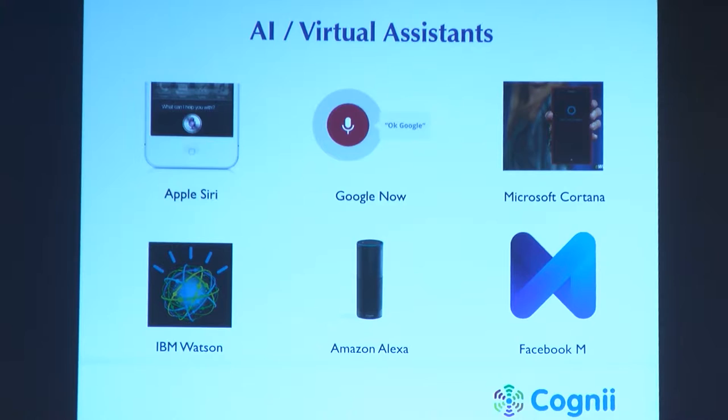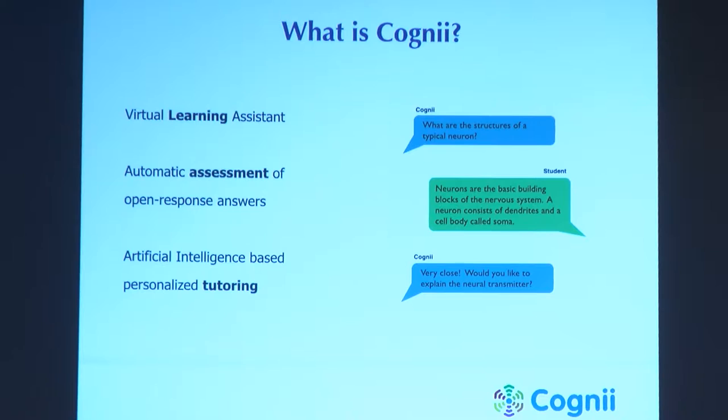These are called virtual assistants. They are available whether in consumer web space or social media or for healthcare professionals. They have been using it successfully to accomplish many different tasks. And wouldn't it be nice if one of these products could be available to improve learning interactions? So that's exactly what Cogni is. It's a virtual assistant designed exclusively to improve the quality of learning interactions. Hence, it's called a virtual learning assistant.